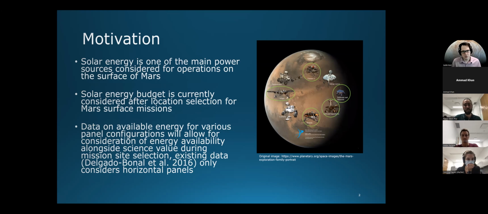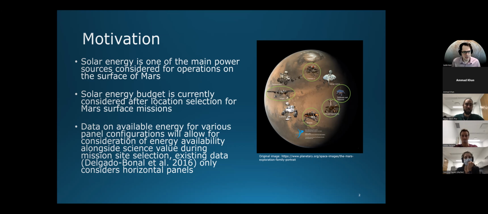So currently, when planning missions, solar energy budget is only considered after location selection. So it would be purely science value for location selection, and then power budget would be considered afterwards. However, if we can have some consideration of energy availability during site selection, that may lead to some better options for site selection, where we may have much better power options for some locations with similar science value.